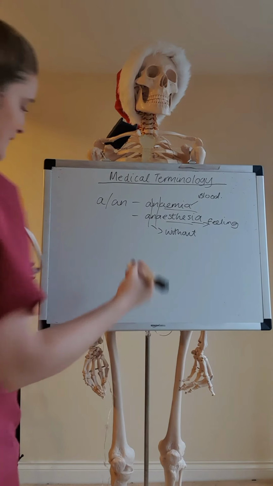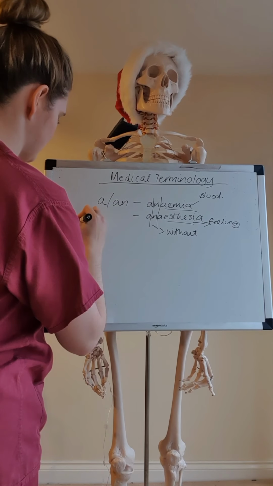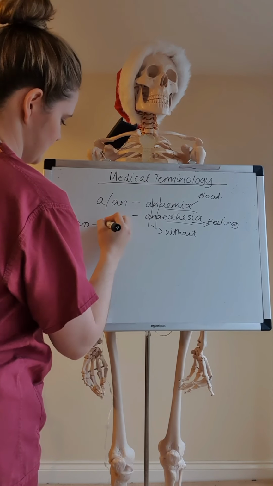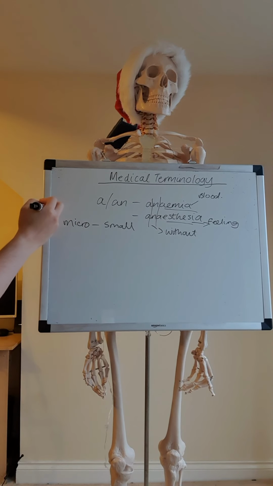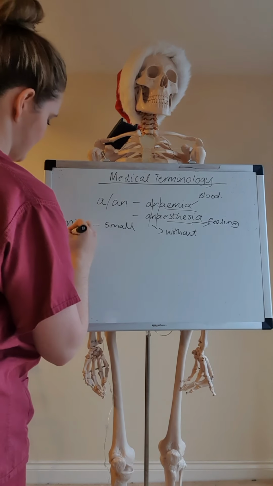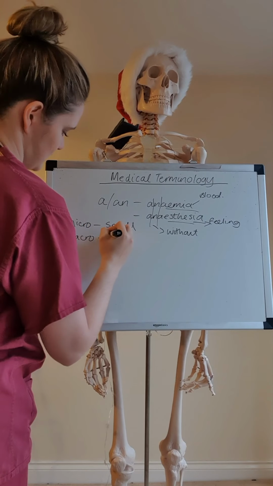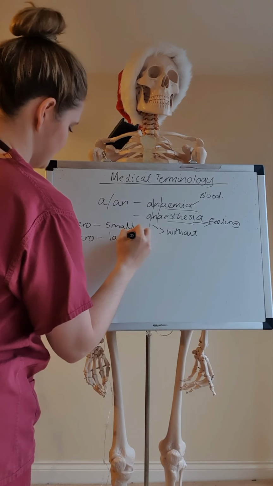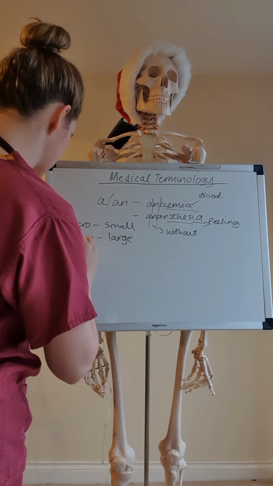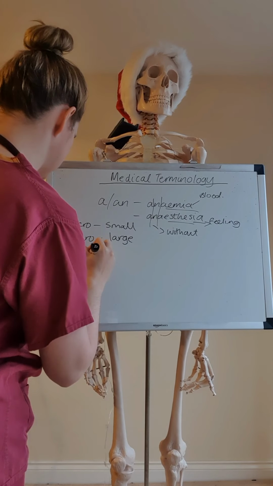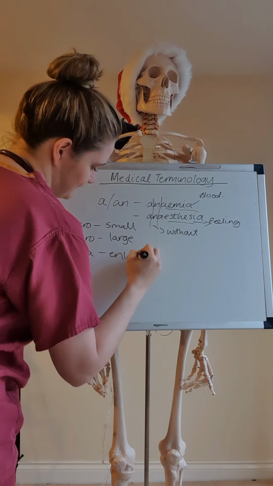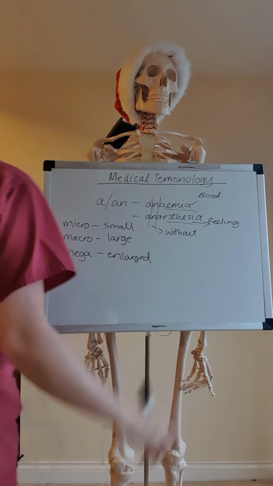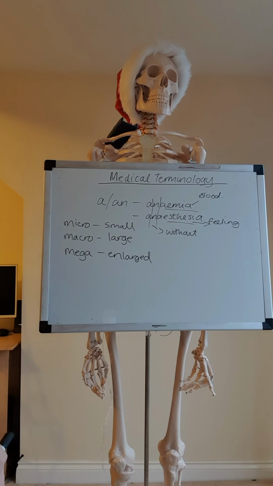Take you through some really, really basic ones now. So micro is obviously small. And then you've got macro, which is large. And then you've got mega, which is enlarged. Okay, so there's some nice basic ones.